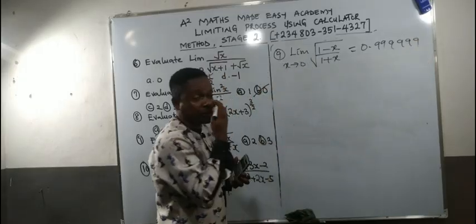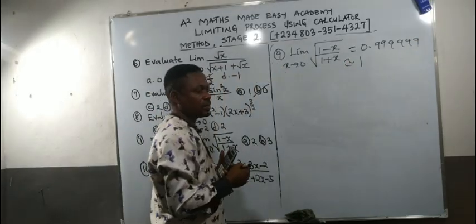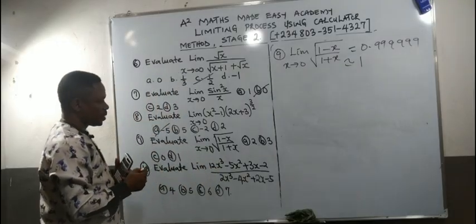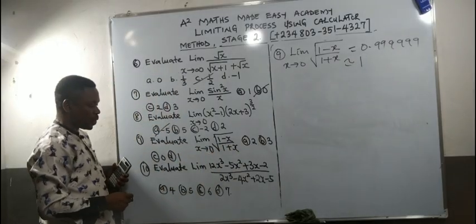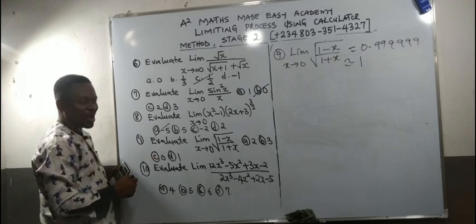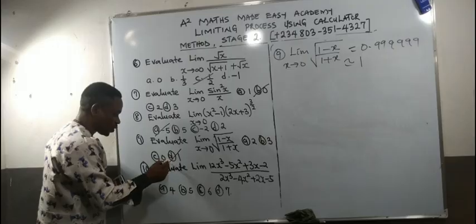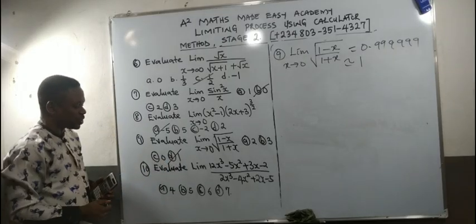0.999999 into 6 decimal. Then by approximation, the answer is 1. Can we check the options? Option A says 2. No. Option B says 3. No. Option C says 0. No. Then option D says 1. Wow. The correct answer is option D. Do you understand?